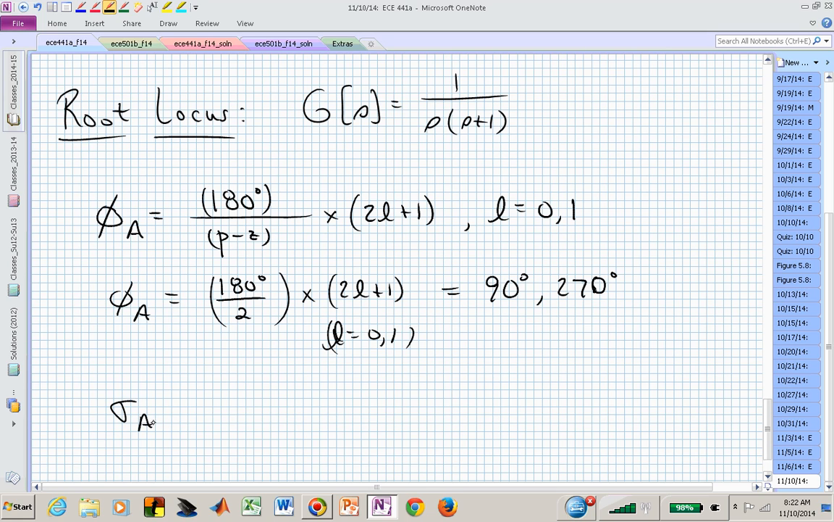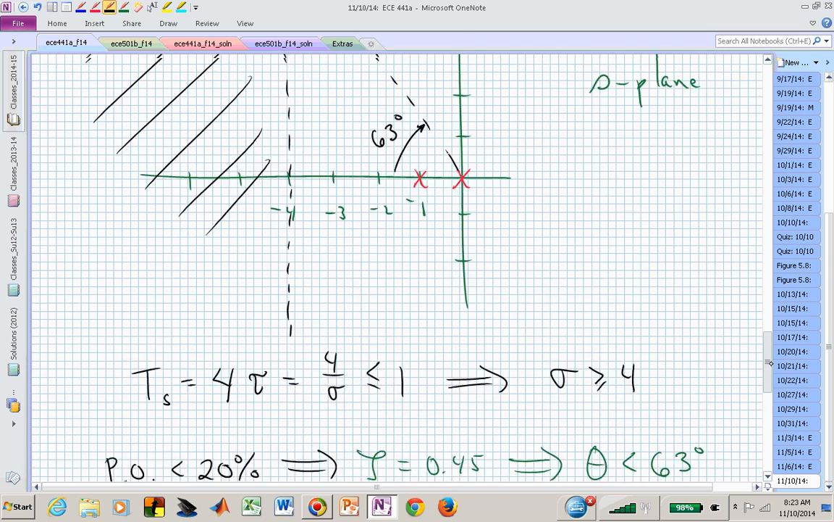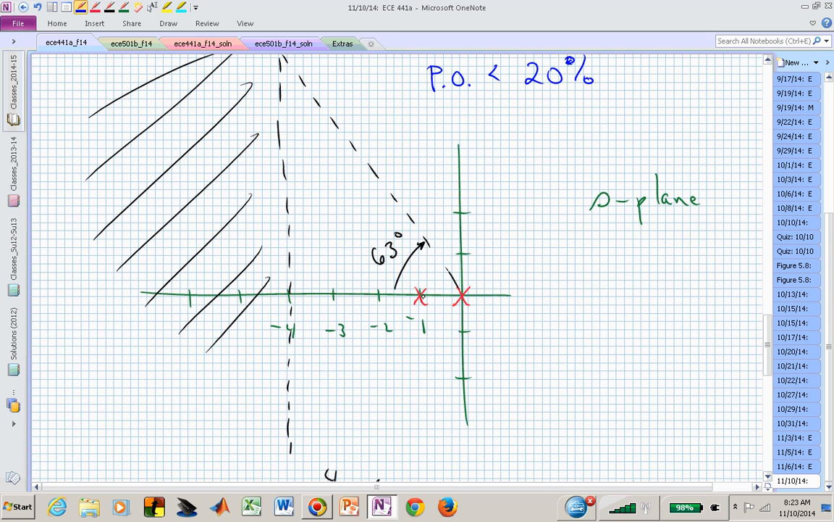And where are those asymptotes going to be located? At the centroid. How do we compute this? This is just the sum of our poles minus the sum of the zeros, which we don't have, divided by the pole zero excess. Those asymptote angles are located at the centroid of minus 1/2. We can now go back to our diagram and sketch the root locus of our system, G of s, with just a gain.